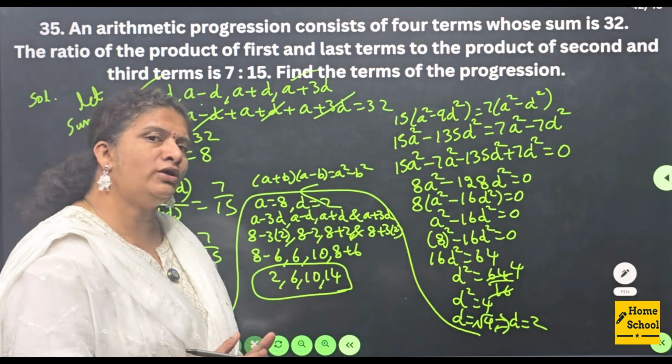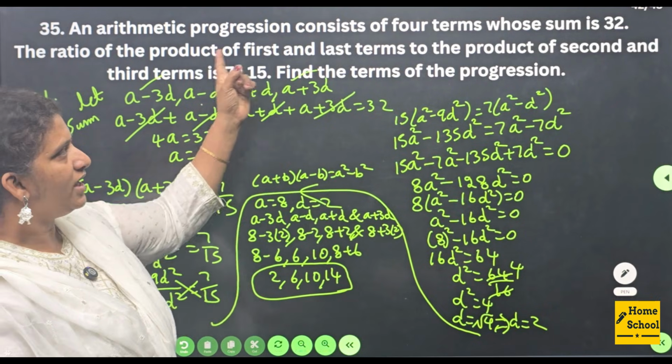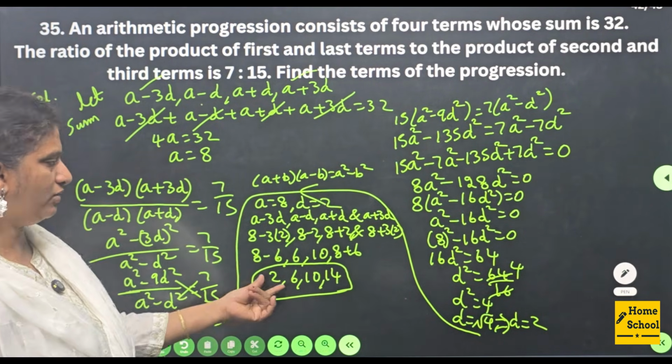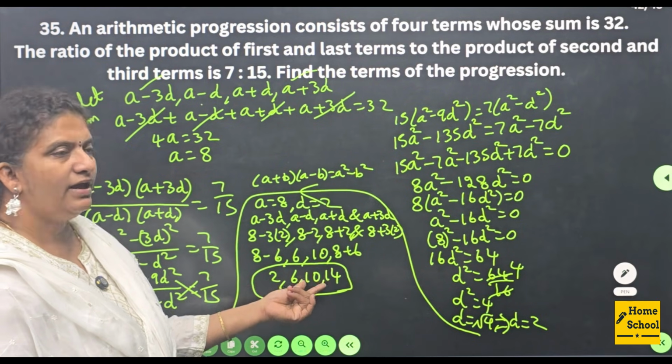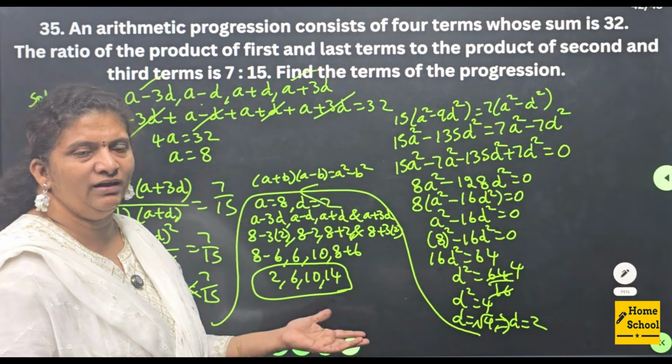And if you want, you can check whether our answer is right or wrong. What is the question they have given? The sum of the 4 terms is 32. Let us check it out. 6 plus 2, 8. 8 plus 10, 18. 18 plus 14, it will be 32.